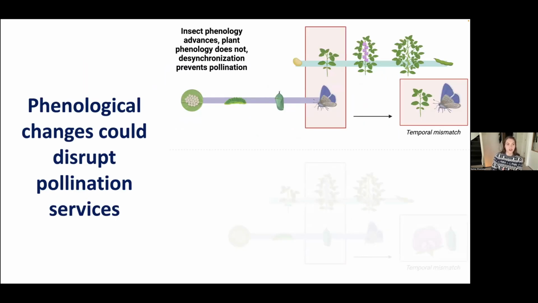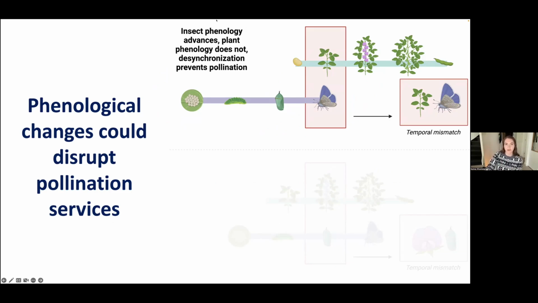So phenological changes could disrupt pollination services. You should understand by now that this temporal overlap is really important for plant-pollinator interactions and that environmental change is going to produce phenological change. And what that can look like is disrupted phenological timing.